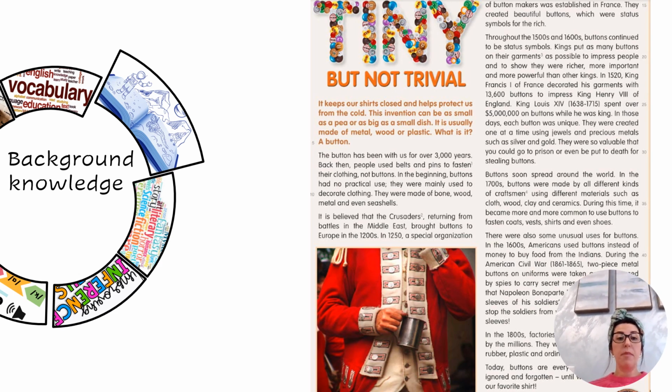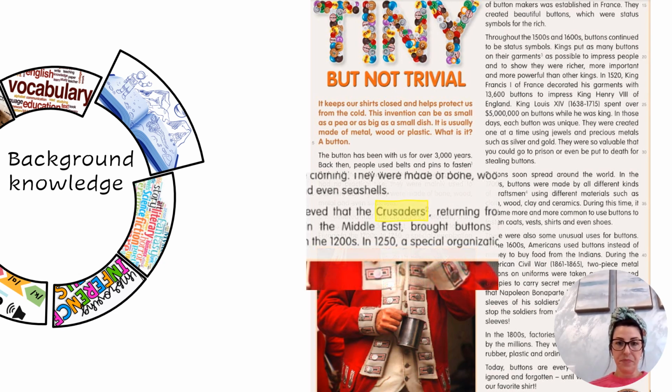The next thing is the background knowledge. Background knowledge is very important in order to understand the ideas and concepts in the text. Readers should have relevant prior knowledge or experiences to make sense of the text content. So, for example, in my text, you can see that they talk about crusaders. They need to understand what it means, what period it belongs to.